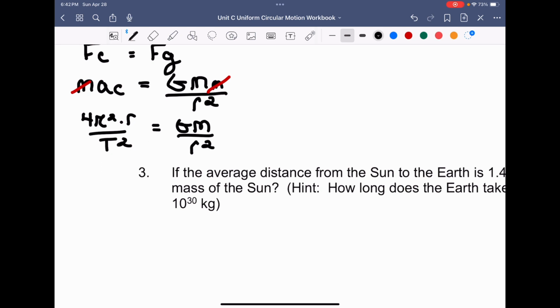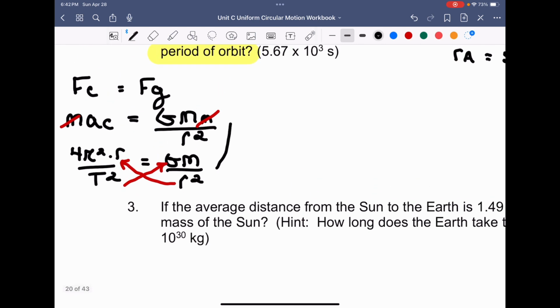Now, our goal is to solve for the period, or we want to solve for t. So I'm going to cross multiply this, and I highly recommend you do that same thing. Multiply this, multiply this.